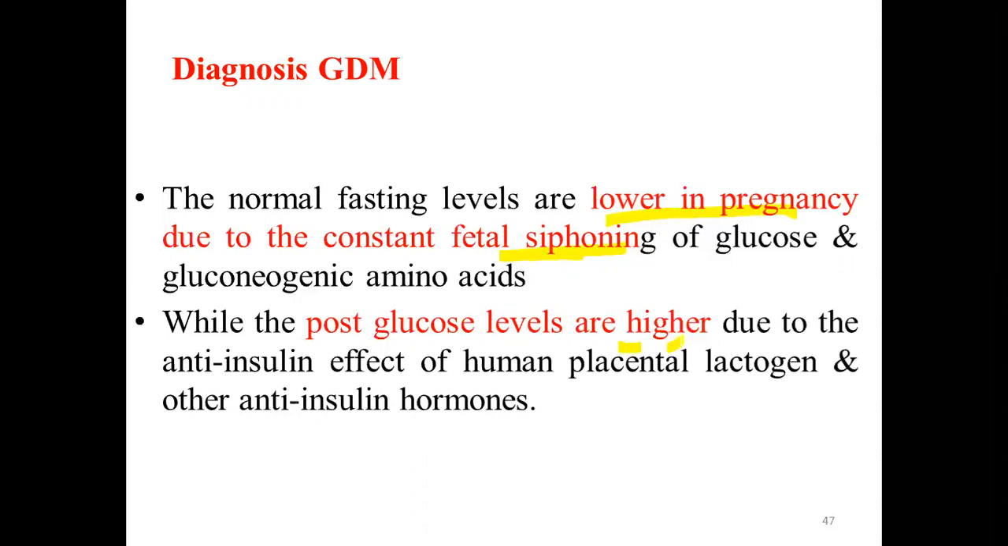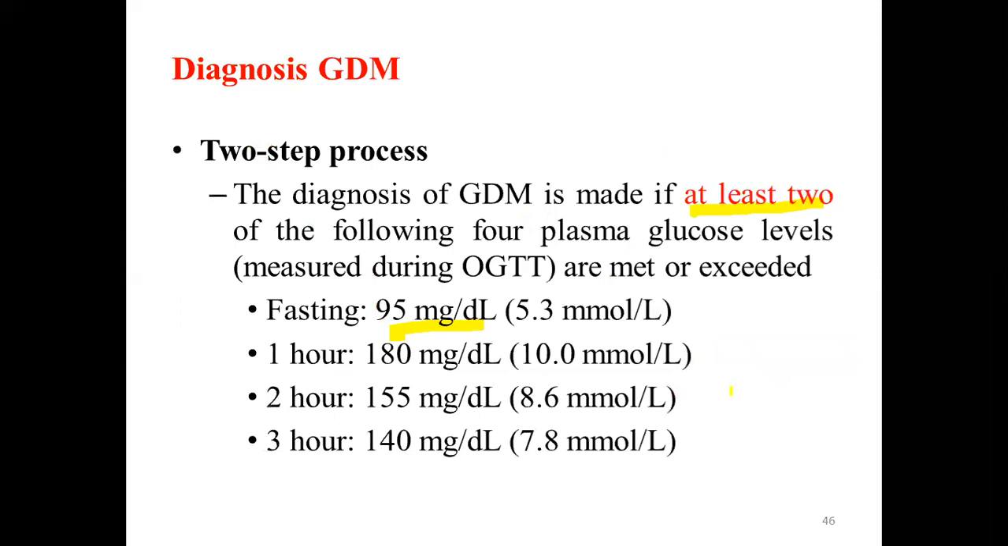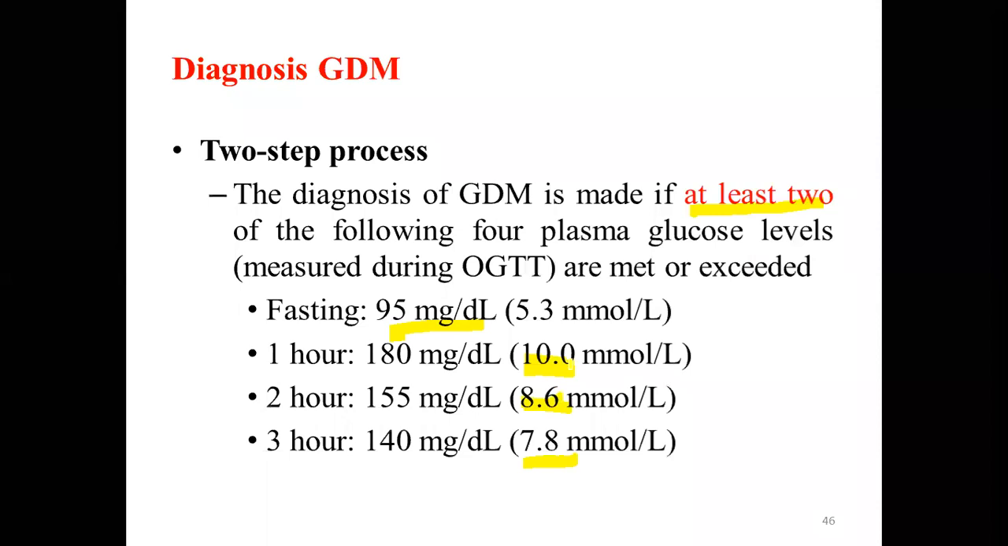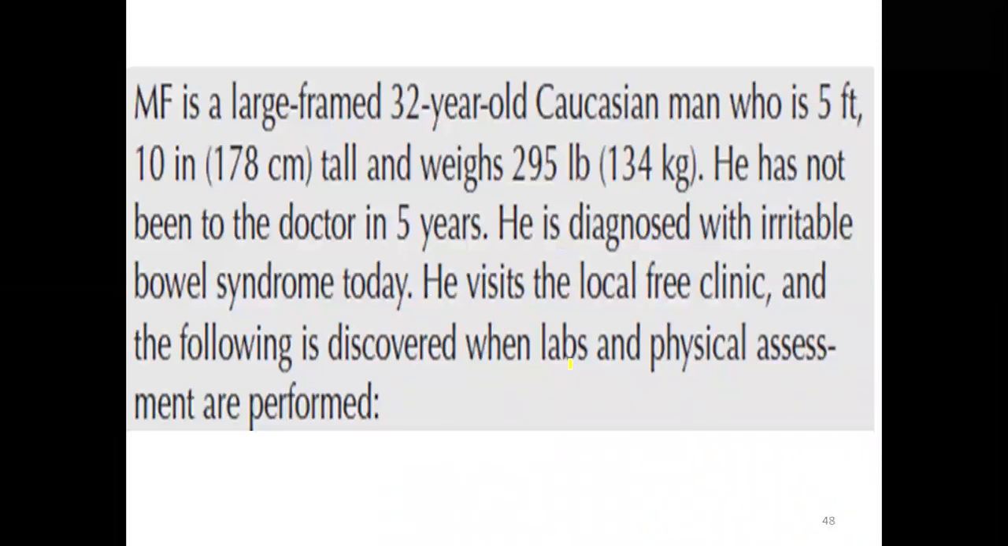However, the post glucose levels are usually higher as compared to the fasting, because after you load glucose, there is the anti-insulinic effect of human placental lactogen and other anti-insulin hormones produced by the placenta. That is why the post load glucose level is a bit higher as compared to the fasting one, but still they are not the same as in other individuals. So this is the difference between the two. In short, the cutoff point for pregnant ladies is different when we are screening for gestational DM. I think that is the whole point.